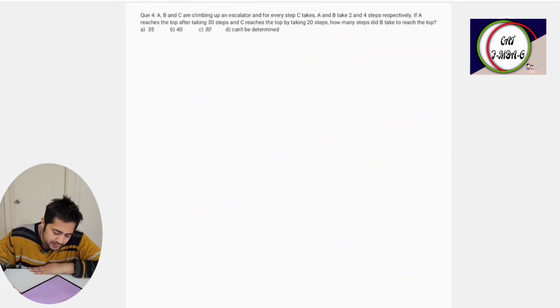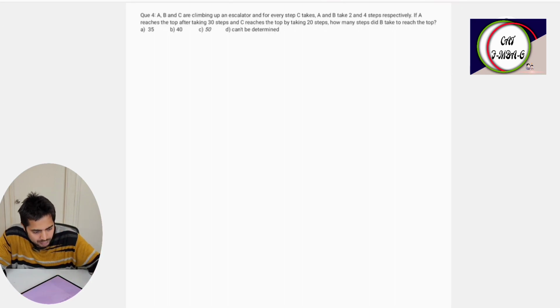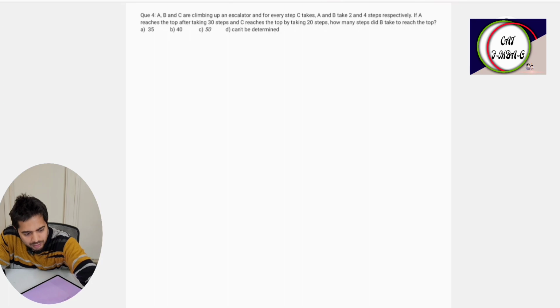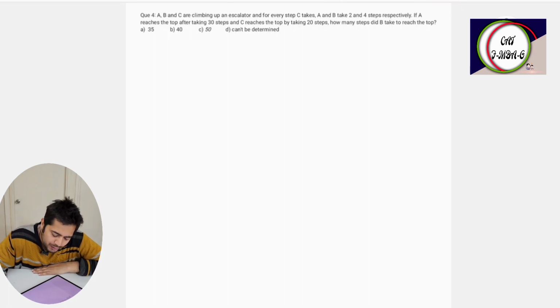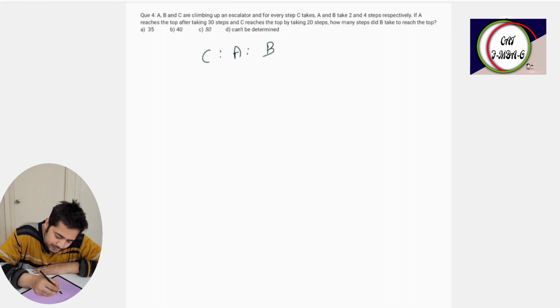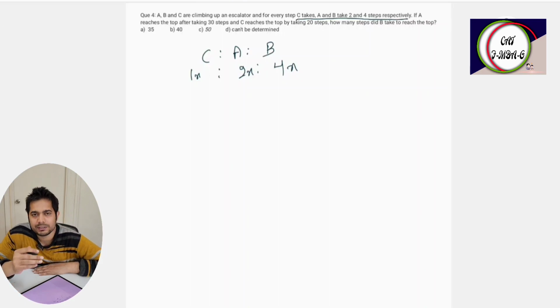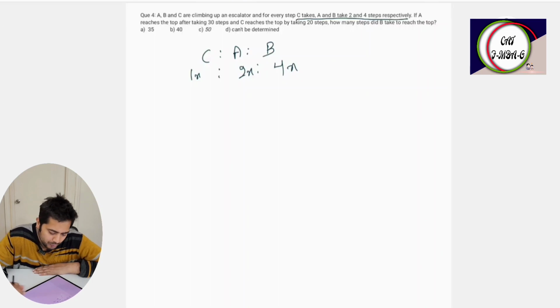Okay, A, B, C climbing up an escalator. For every step C takes, A and B take 2 and 4 steps respectively. So C is to A is to B, speed is 1 is to 2 is to 4. Let us say the speeds of C, A and B are x, 2x, 4x. It is given here.